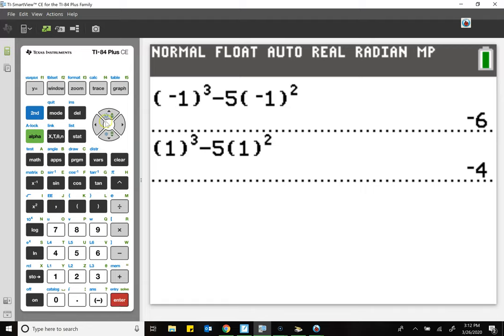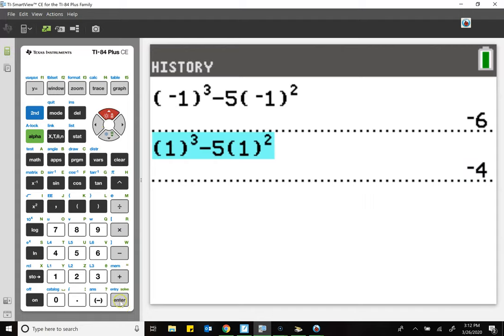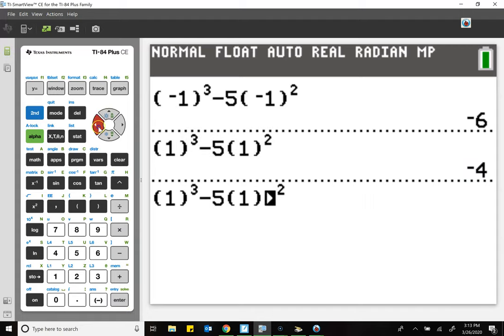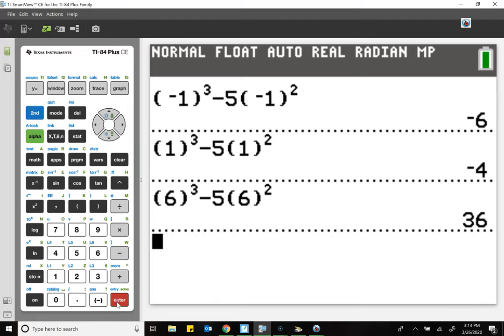And then last but not least, I'm just going to go up there and grab that again. And I'm going to go back through and plug in 6 for the 1s. And we produce a positive answer. Okay?